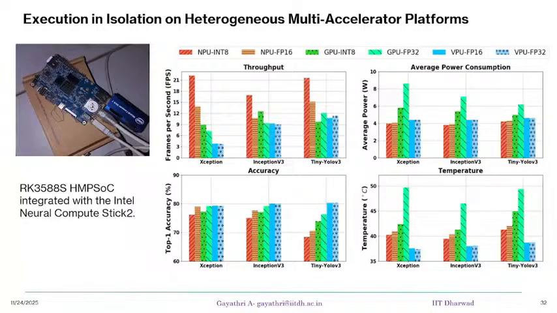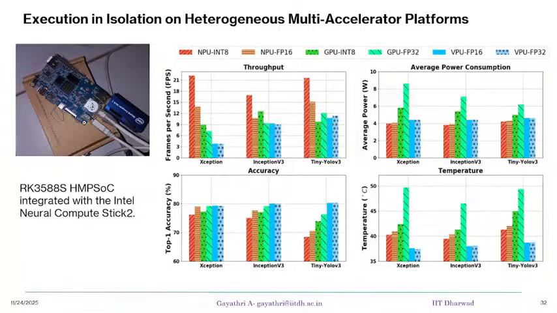But the same network, if I run on a VPU with FP16 precision, we get only about 4 FPS, right? So for the same network, why do we see this change in the FPS? Because these are different hardware. The GPU is from a particular company, the NPU is from some other company, the VPU is from some other company. The VPU is from Intel, the NPU is from a company called Rockchip, the GPU is from a company called Mali.